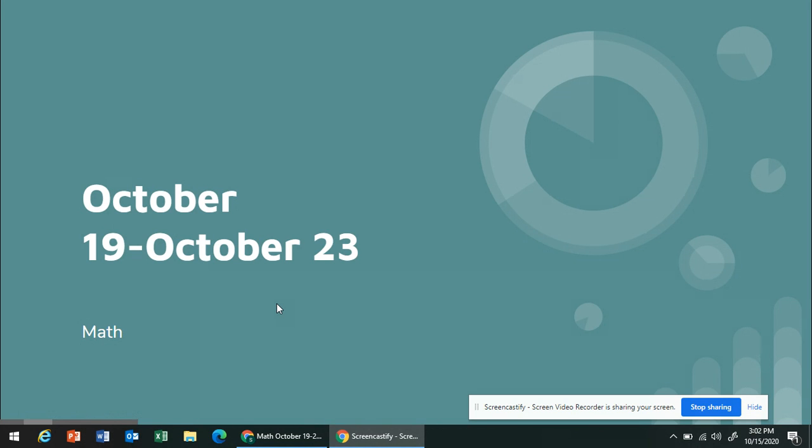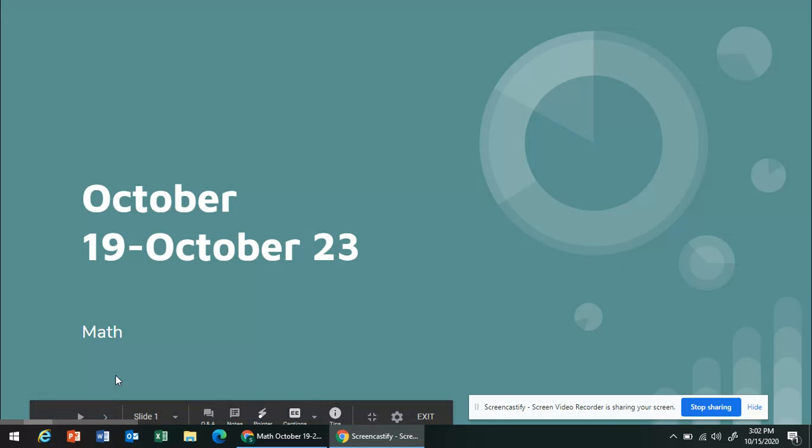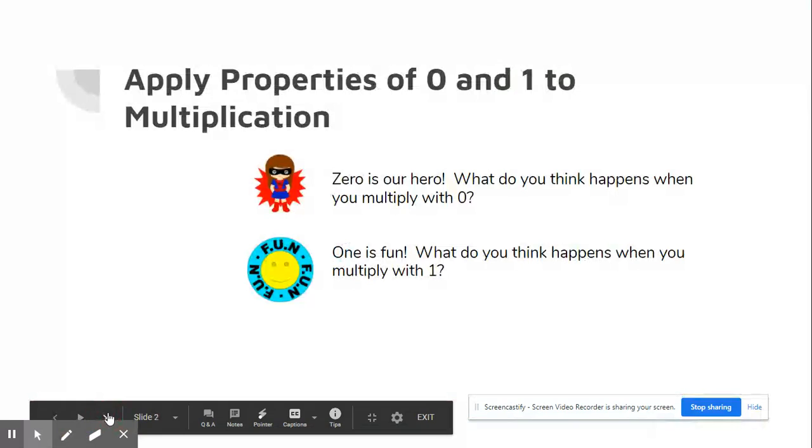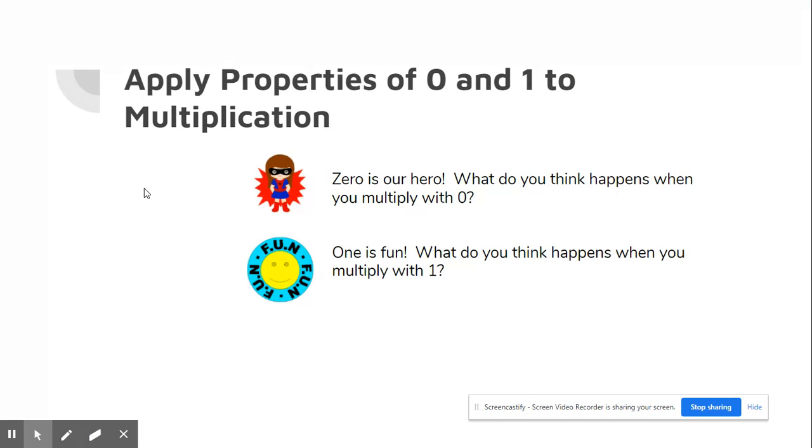Today is Monday, October 19th, and today we are going to be exploring more with multiplication. So let's begin. Today we are focusing on multiplying with 0 and 1. So far you have worked with your teacher to learn about how to multiply with 2s, how to multiply with 5s, and how to multiply with 9s. So today it is all about multiplying with 0 and 1.